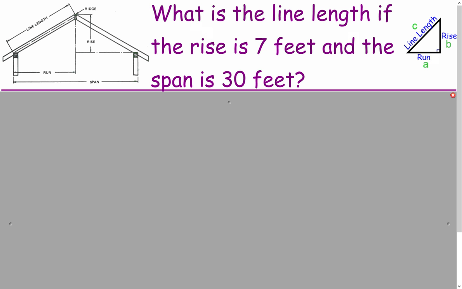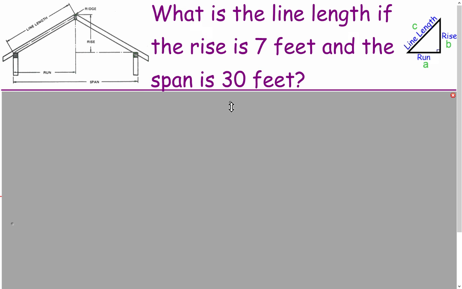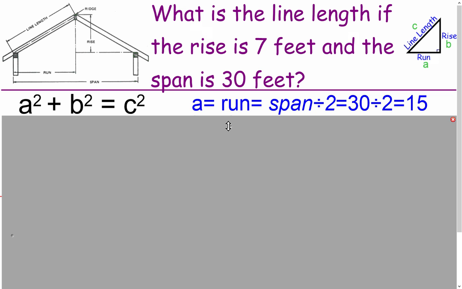Let's look at some examples. What's the line length if the rise is 7 feet and the span is 30 feet? So here's our little graphic to help us remember the parts. Okay, so we've got a squared plus b squared equals c squared. We have to figure out what our run is, and it tells us that the span is 30 feet. So we're going to take 30 feet and divide it by 2. That's going to tell us that our run is 15. So A is going to be 15, and B, the rise, is 7 feet.